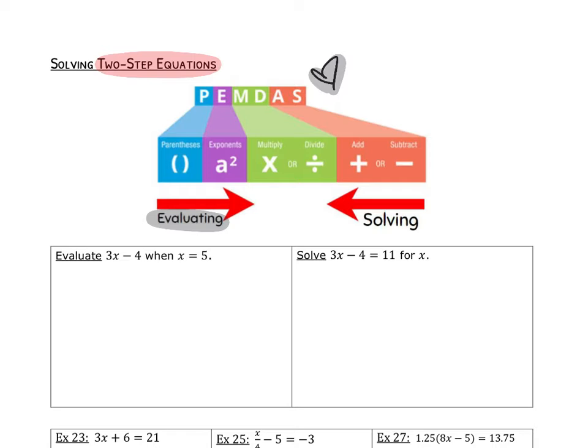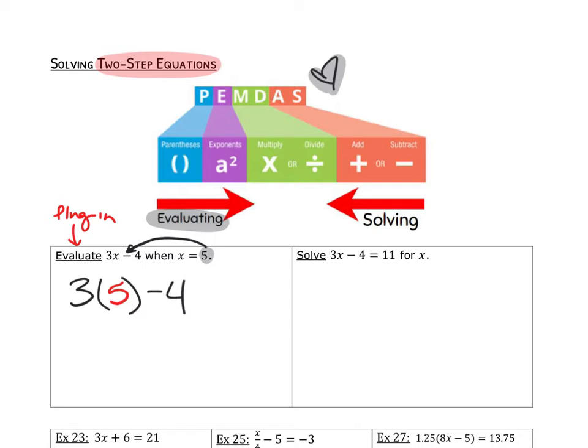If you see this first example, it says evaluate 3x minus 4 when x is equal to 5. That means I'm going to take this value of x right here, plug it into that equation, and evaluate. So instead of this saying 3x minus 4, what am I plugging in? Okay, evaluate means plug in. What am I plugging in instead of x? What number does it say? 5. Okay, cool. So I've plugged in a 5. And I'm going to start evaluating.